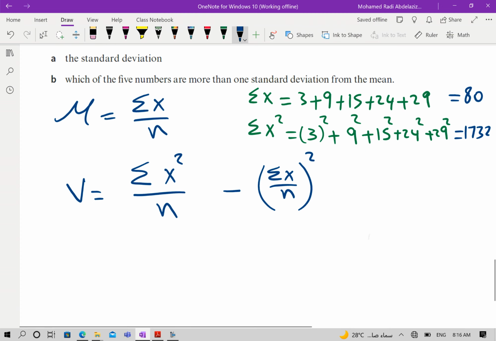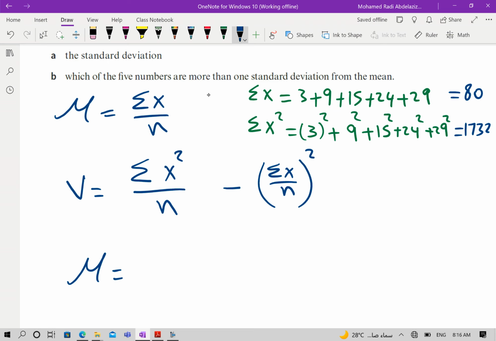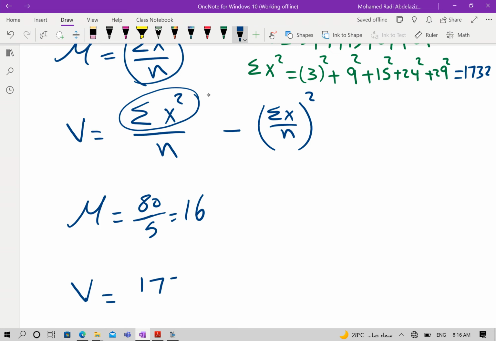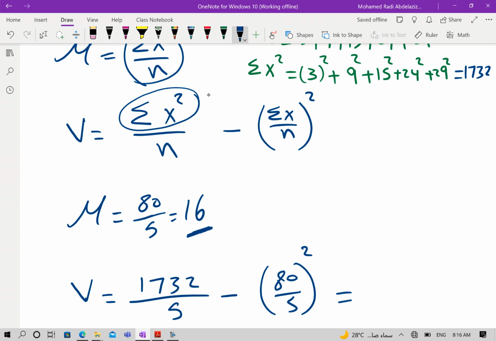Okay. Now, to calculate mu, sum of x over n. Sum of x is 80, n is 5, so the answer is 16, right? Variance is sum of x squared, which is 1732, divided by n, 5, minus sum of x over n, which is 16, or you can write 80 over 5, all squared. Give me the value of variance.